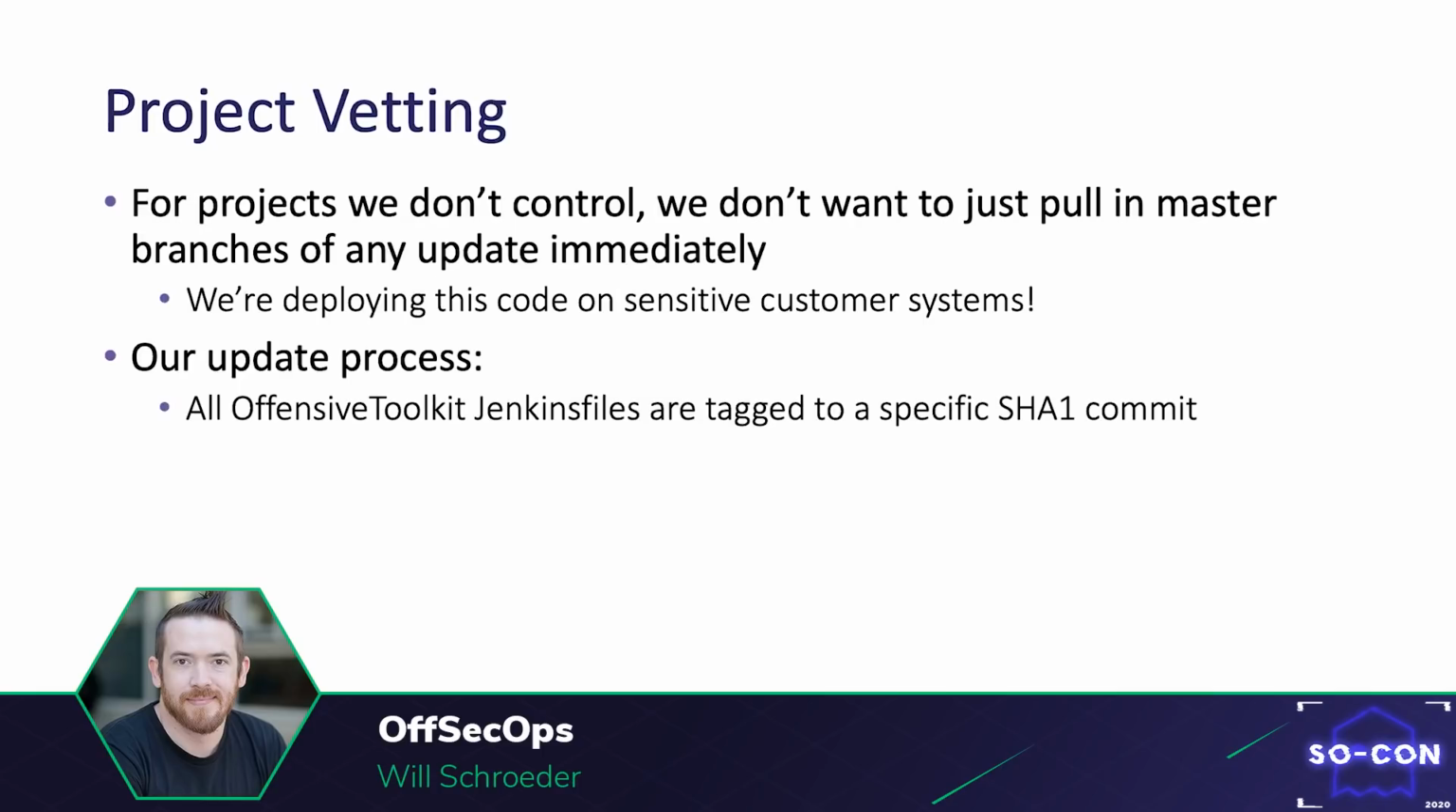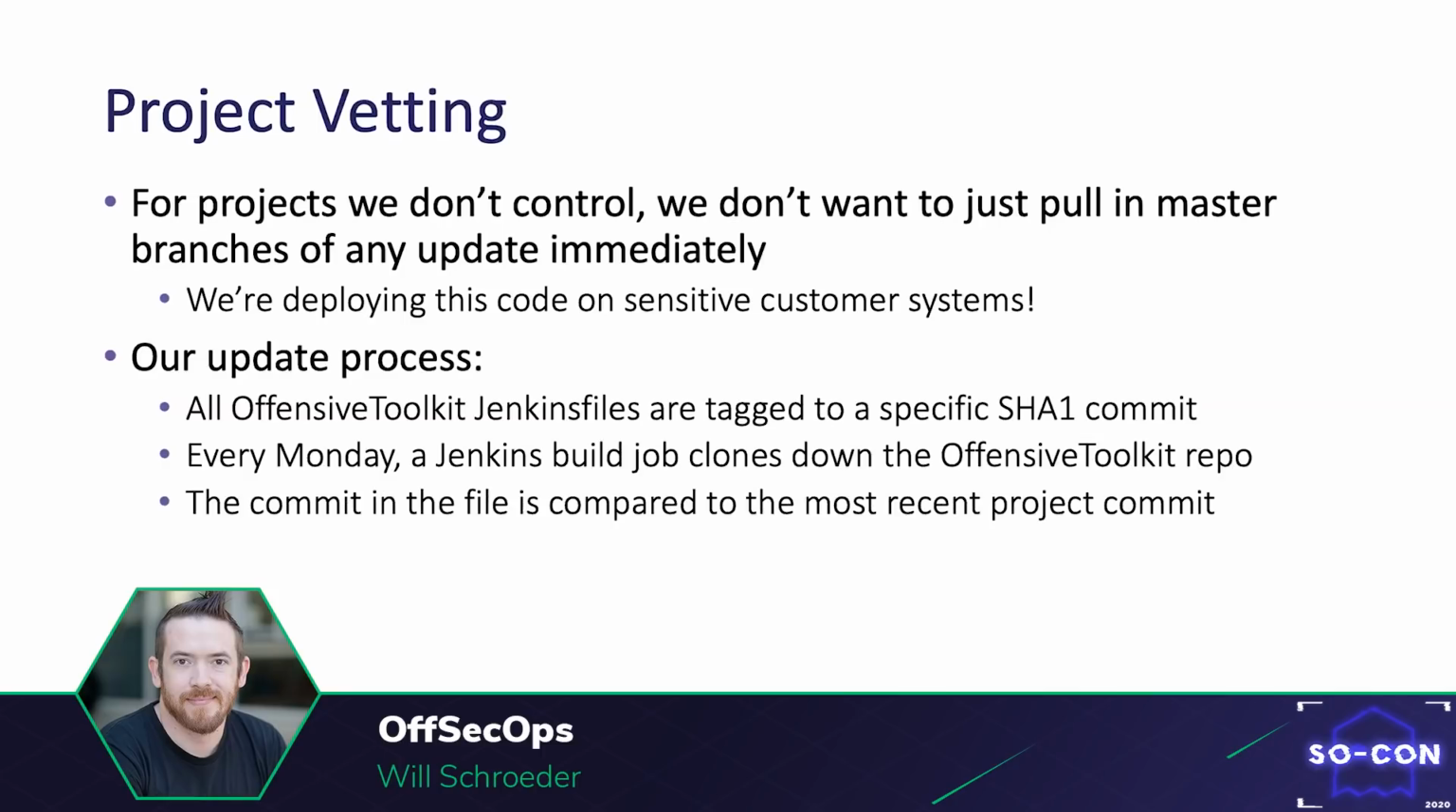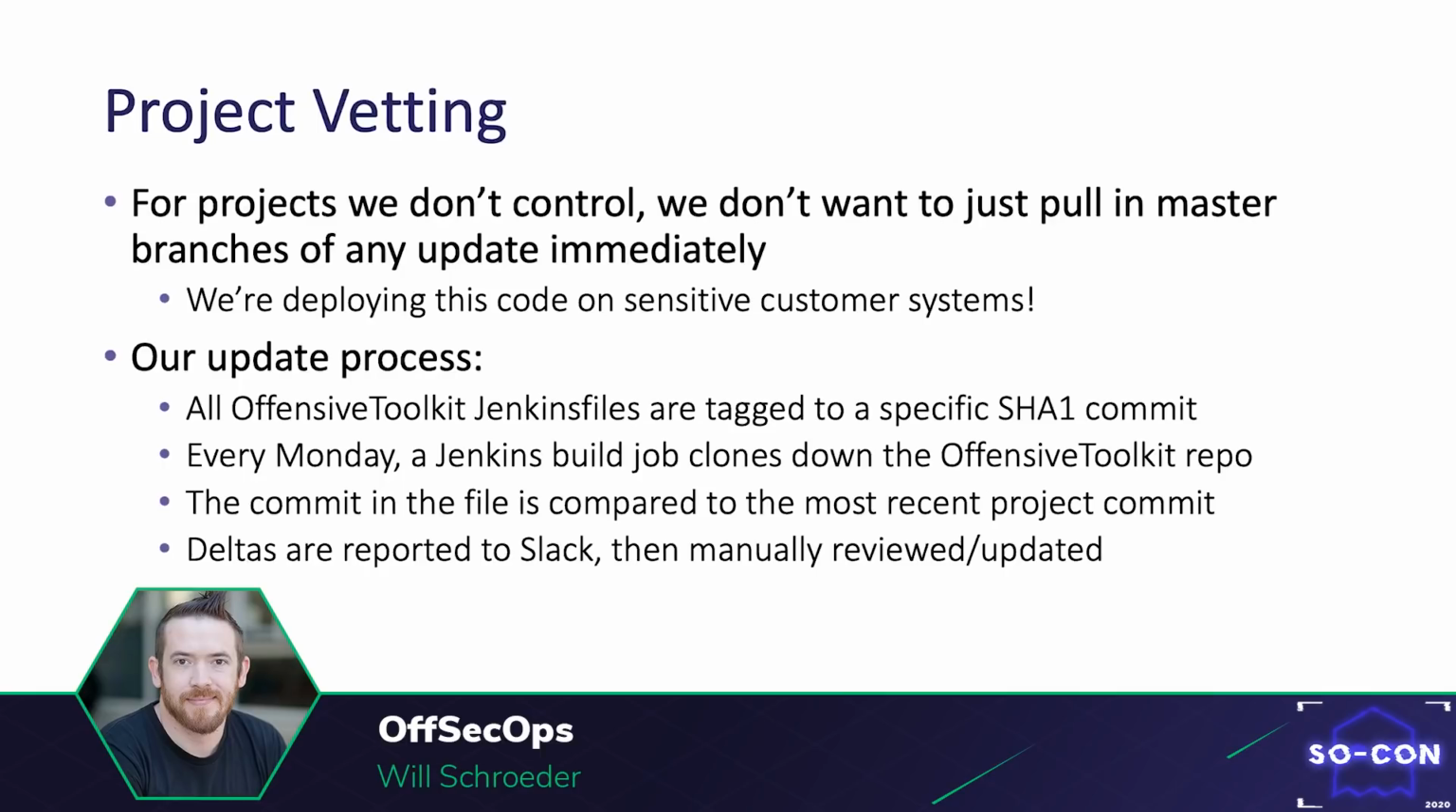But we have our offensive toolkit Jenkins file. In each one of these files, each project is tagged to a specific public SHA-1 commit. Then every Monday, we have another Jenkins job that clones down everything in the offensive toolkit repo, this internal repo. It checks the commit in the file and compares it to the most recent public commit in the public repository. Then deltas are reported to Slack, and then we manually review and update stuff as appropriate.